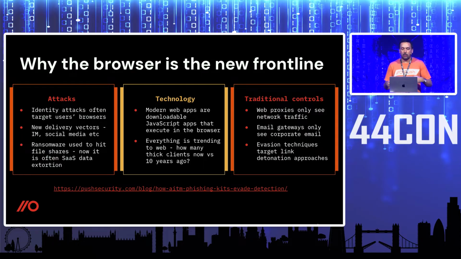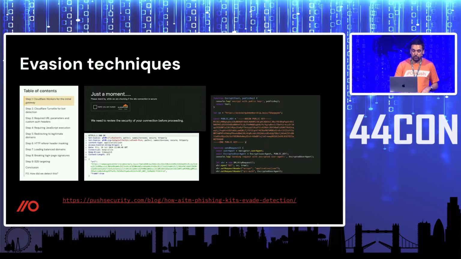And then from a control perspective as well, we see the equivalent of sandbox evasion in this space now, in the identity space with phishing and stuff. So we've got a lot of evasion techniques that target link detonation approaches. If security researchers or tools are automatically analyzing things separately, they try to make that behave differently. So I'm going to give an example, just a couple of things from a blog post I wrote a while ago.